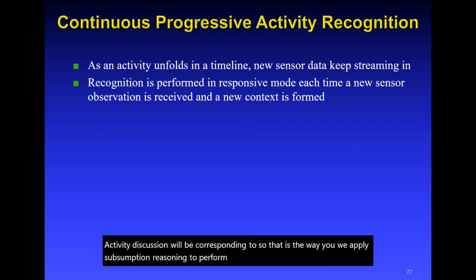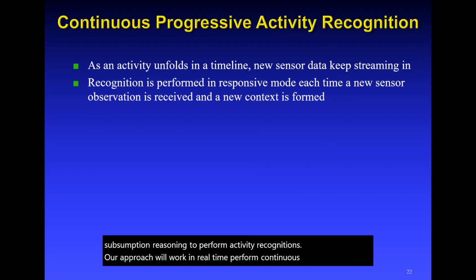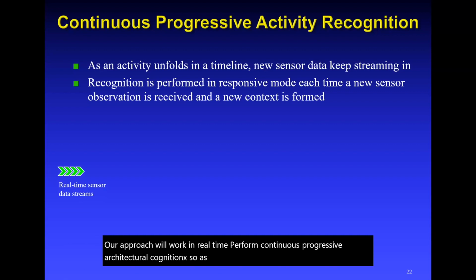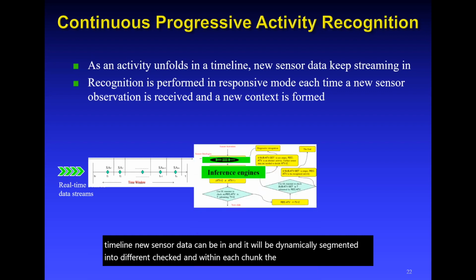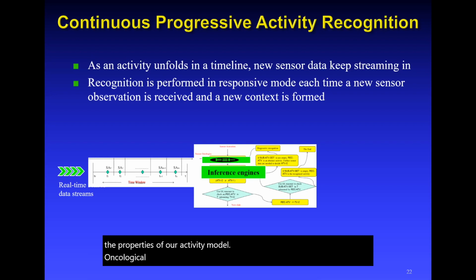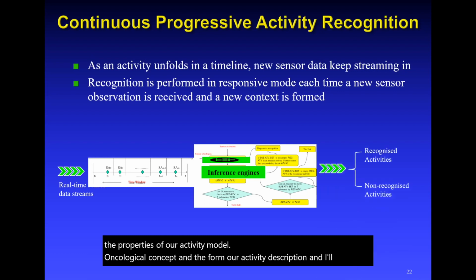And our approach works in real time, performing continuous progressive activity recognition. As you can see here, as an activity unfolds along a timeline, new sensor data comes in and is dynamically segmented into different chunks. Within each chunk, the data is mapped to the properties of our activity model, like ontological concepts, and they form an activity description. And then we perform subsumption reasoning.